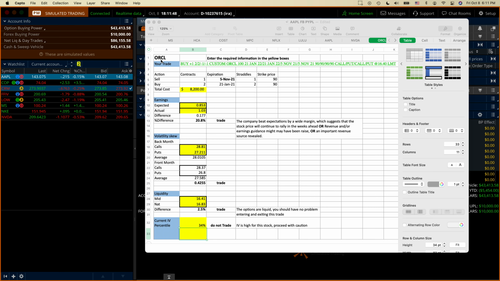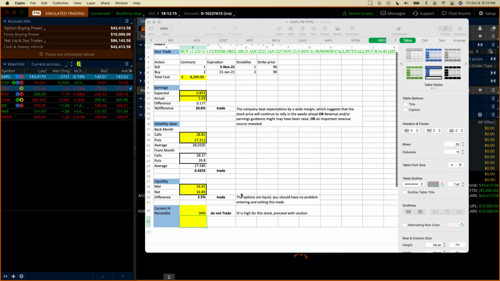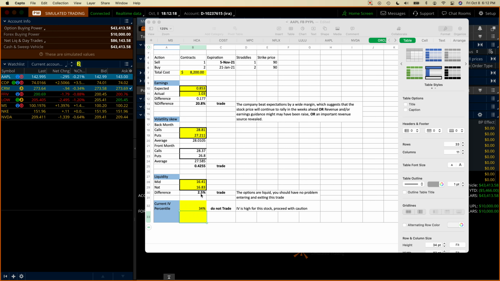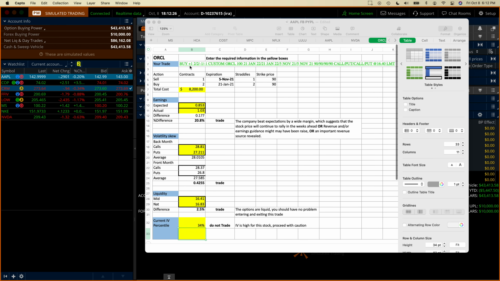Okay, I have a proposed trade here on Oracle. So let's get that out of the way and then we'll go through all our trades here and see what we need to do. Okay, Oracle, you can see that they beat expectations by a wide margin. That's good. The volatility skew is practically non-existent. The front month and back month options have about the same volatility. Liquidity is relatively low and the current IV percentile is a little high. But because everything else seems to check, I'm going to go for it anyway.